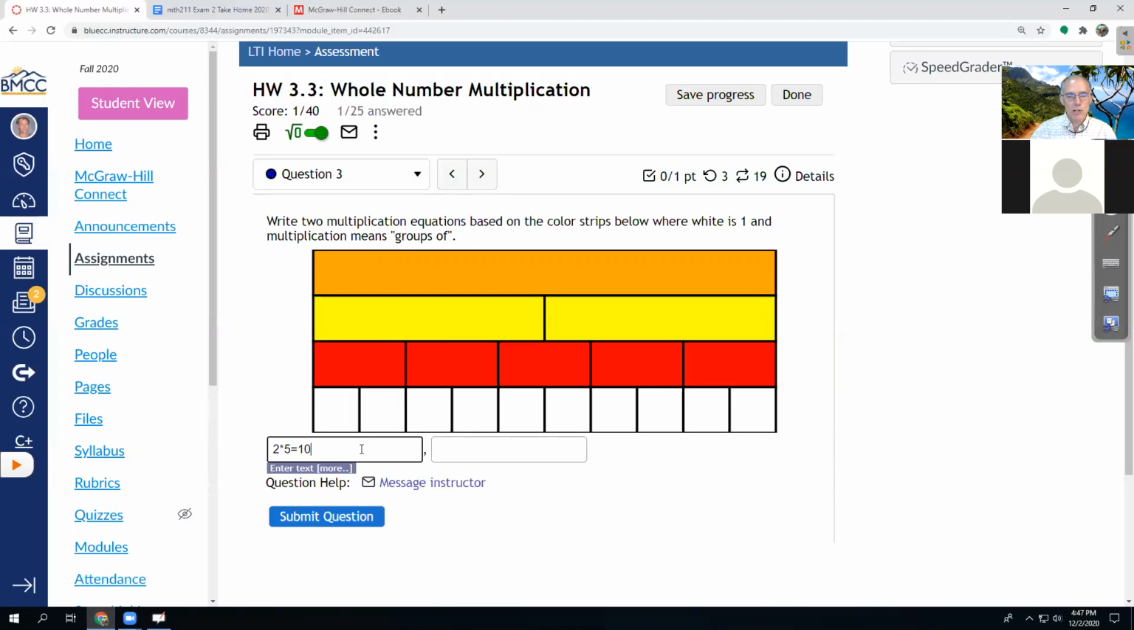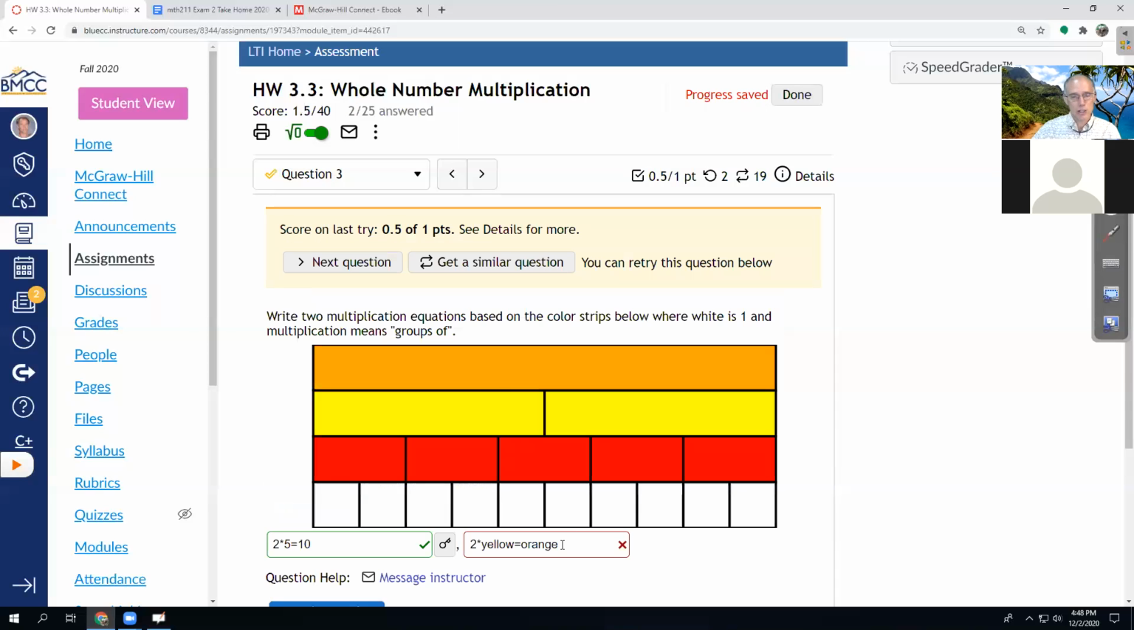And when we do these activities with kids on paper, we would say 2 yellows, 2 groups of yellow equals an orange. But I was hoping for the number version of that. It says enter text here, which makes it even more confusing. So on the test, some people wrote things like 2 times yellow equals orange, which the computer would mark wrong, but I would regrade as correct.